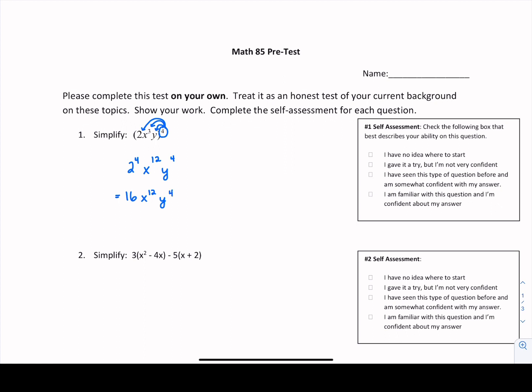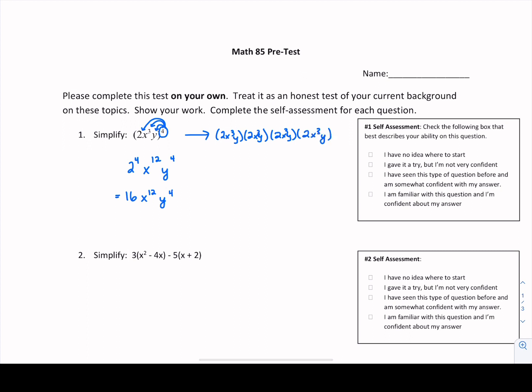Now again, if you weren't sure how this power of a power rule works, you could imagine expanding the original question. So you would have 2x cubed y times 2x cubed y times 2x cubed y times 2x cubed y again.